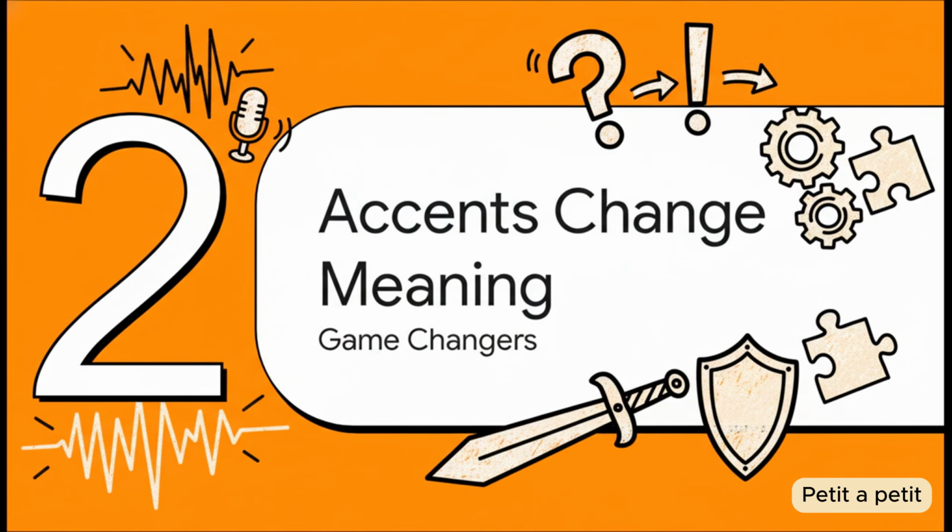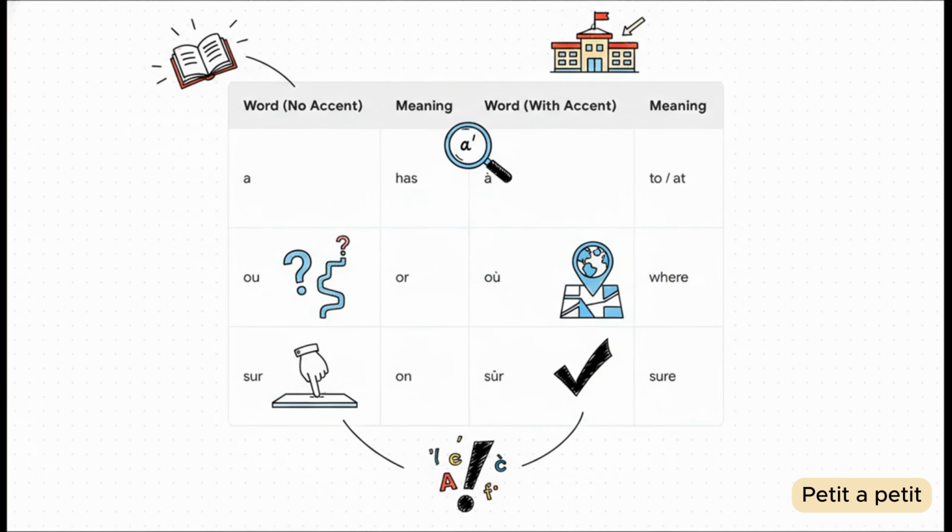All right, so we've seen how accents can change a letter's sound. But now let's talk about the accents that are true game changers. These guys don't just tweak the sound, they change the entire meaning of a word. Just look at the power of one tiny little mark here. Take the letter A. All by itself, it means has, like he has a book. But you slap that little accent grave on it, and boom, it suddenly means to or at. Same sound, completely different job. And it's not a one-off. This one mark is the difference between asking or versus where, or saying something is on the table versus being sure about something. These accents are definitely not optional.